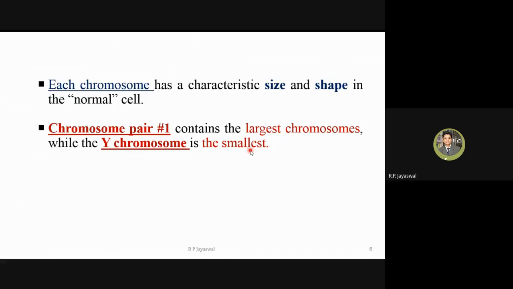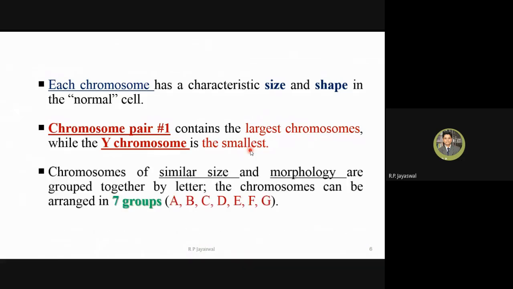So if you talk about the grouping of the chromosomes, the first one is the largest, and the very smallest chromosome that is present in our cell is the Y chromosome. So the Y chromosome is the smallest chromosome, whereas the first pair is the largest chromosome. And chromosomes of similar size and morphology are grouped together by letter.